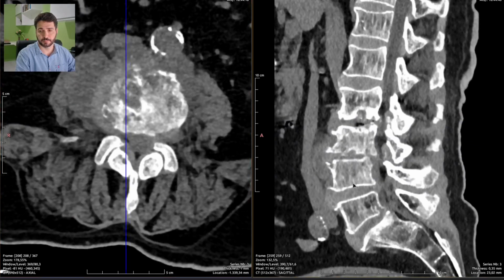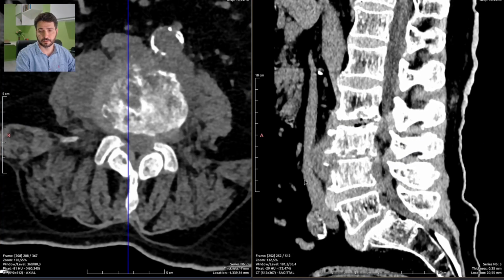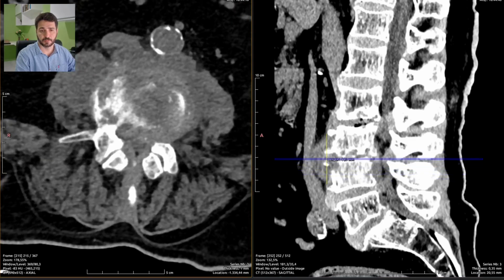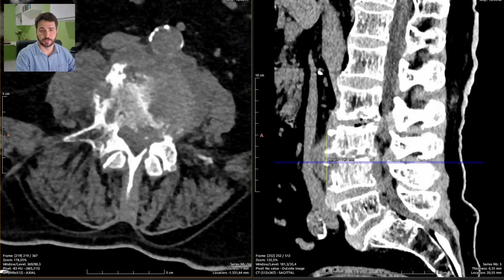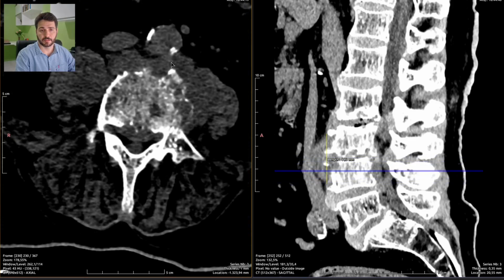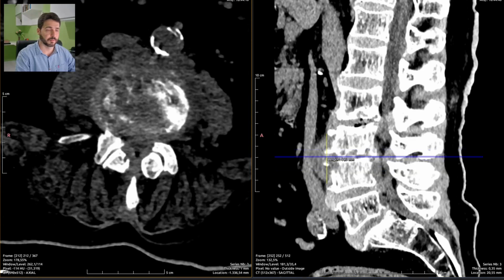I'll just try to measure this, 44 millimeters, and I'll just give another measurement. I could say it's right about here. It's 44.